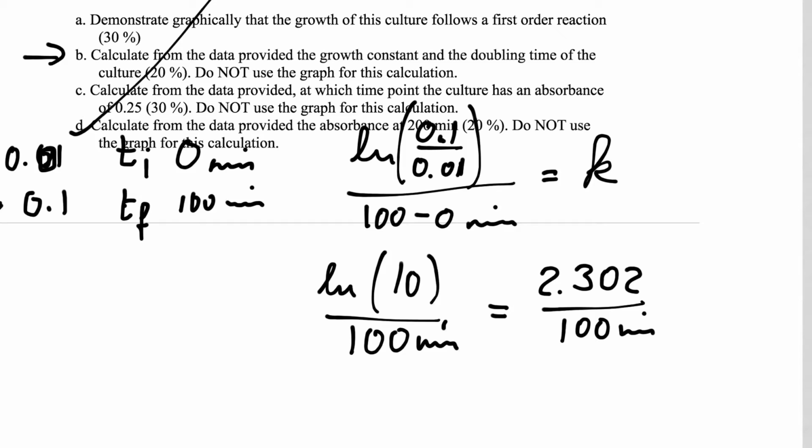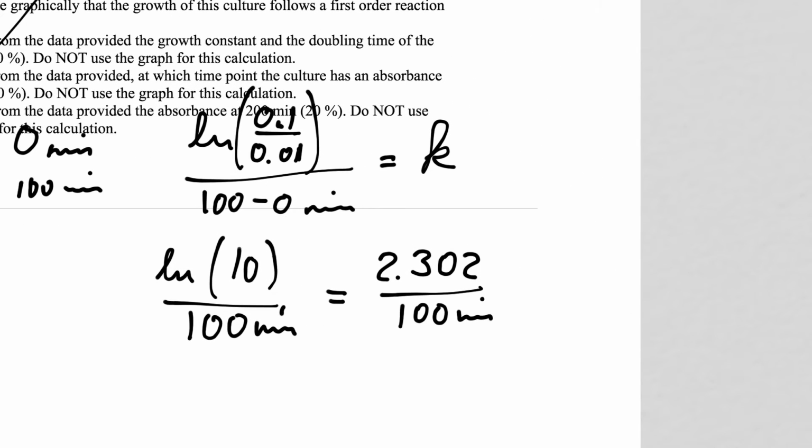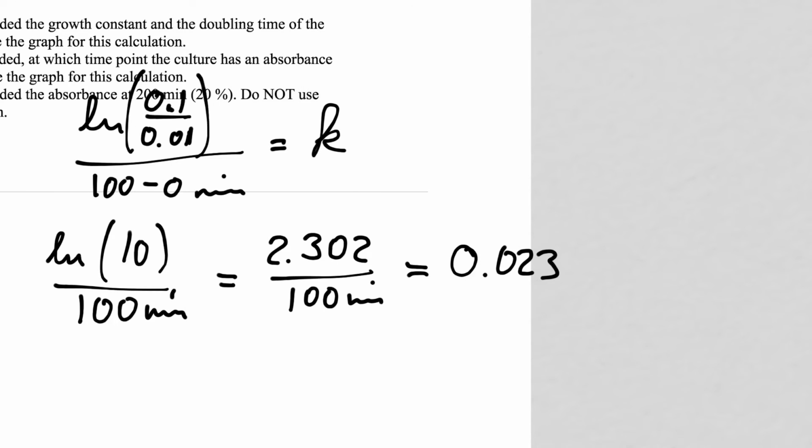It's 2.30. And therefore, our K is 0.023. What's the unit? Per minute. Minute to the power of -1, or 1 over minute. So that's our growth constant.